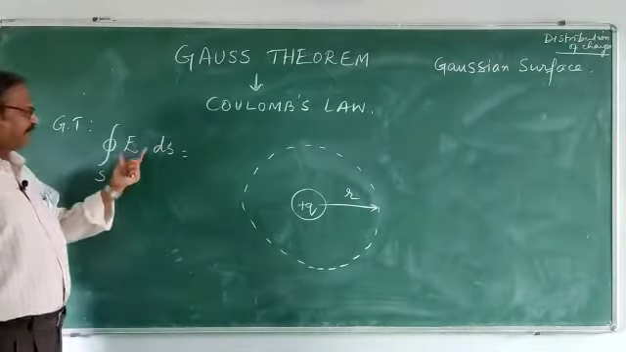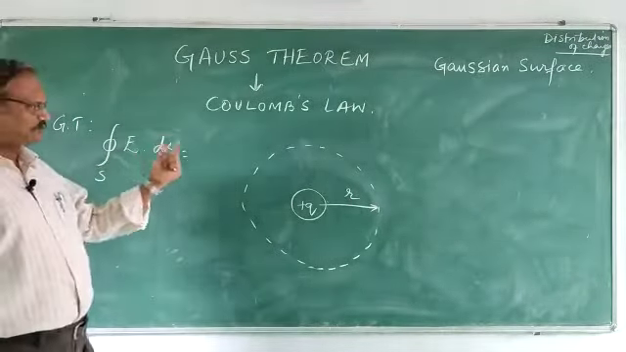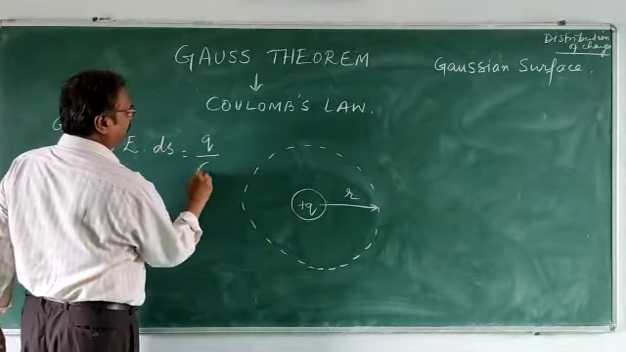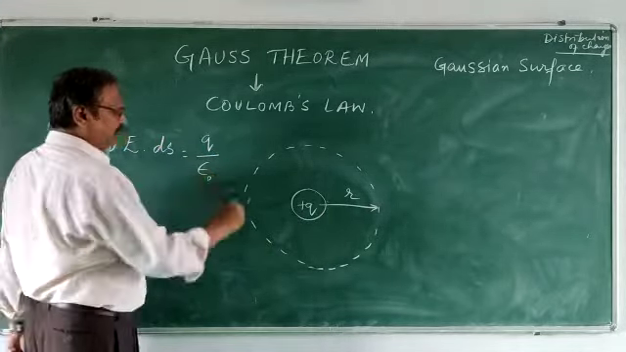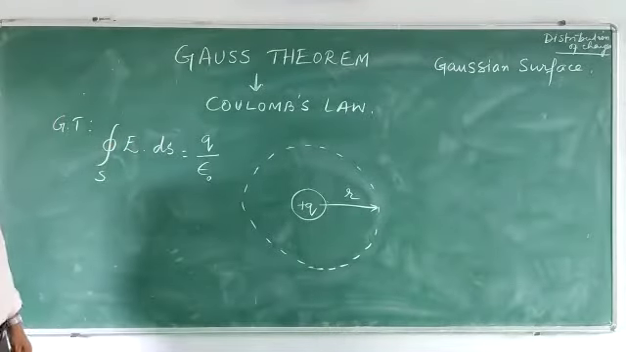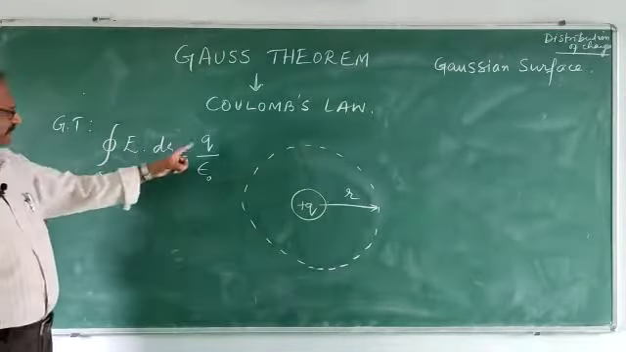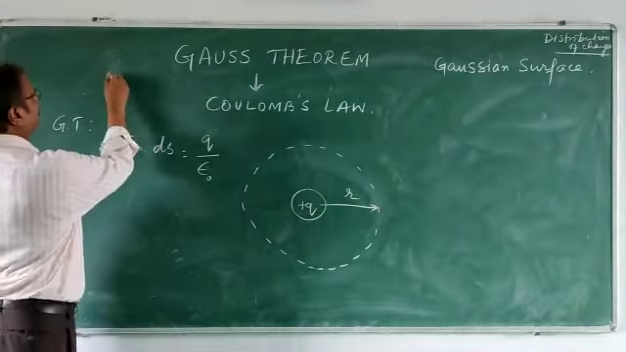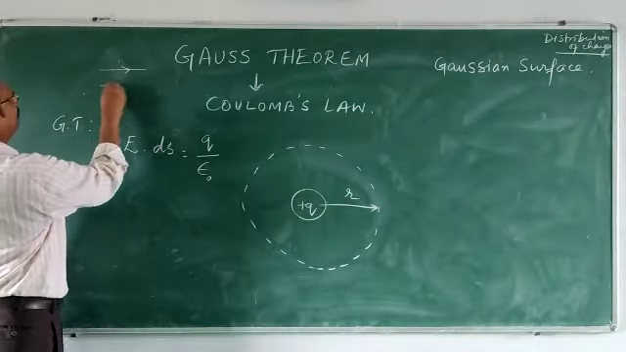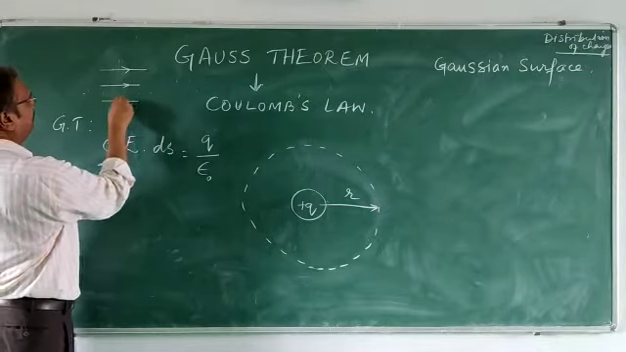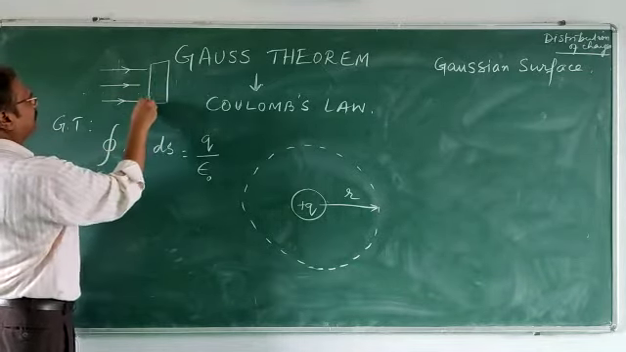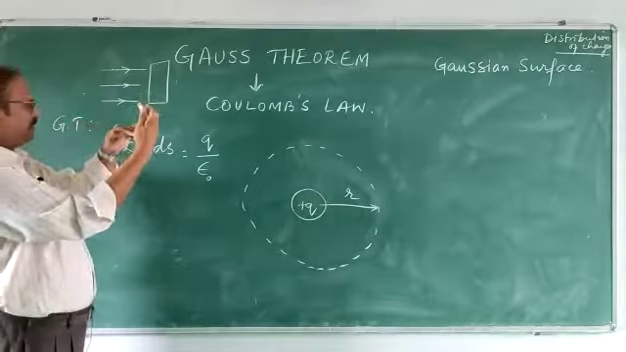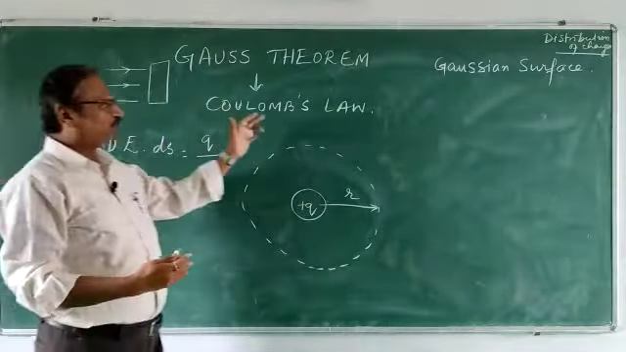The electric field and electric flux come out because of the charge, right? The charge enclosed in a given surface divided by the constant epsilon naught. Now integral E ds is nothing but electric flux. We studied electric flux, which is the number of electric field lines passing through a given surface which is held perpendicular. Fine. Now we have to derive Coulomb's law.